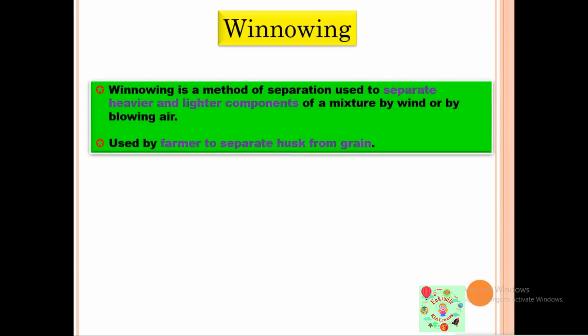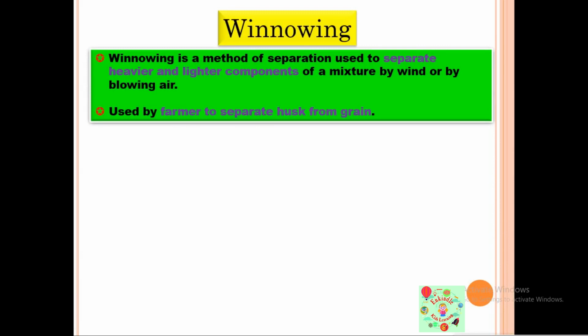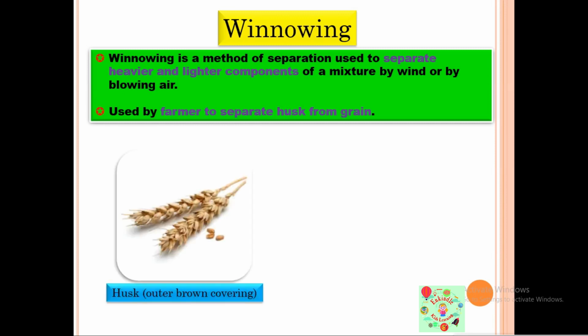The third method which we are going to study is called winnowing. What do you mean by winnowing? Winnowing is a method of separation used to separate heavier and lighter components of a mixture by wind or by blowing air. This is used by farmers to separate husk from grain. You can see the small coverings around this, right? These are called husk.